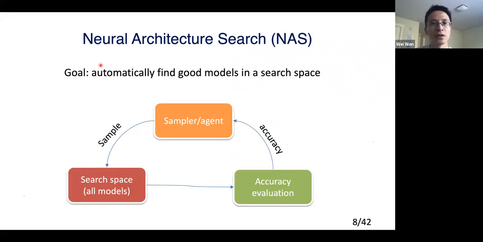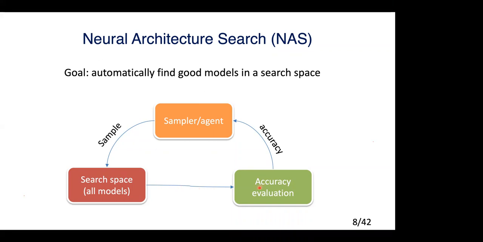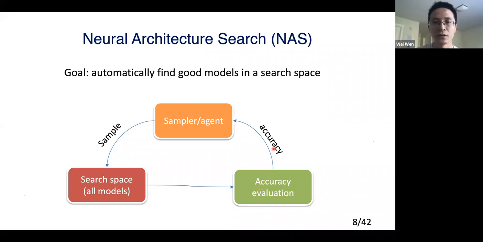So first, what's neural architecture search? The goal of neural architecture search, or NAS in short, is to automatically find good models in a search space. Here is a simple figure to show what NAS is. We have a sampler or agent. It will sample some models from a search space, and those sampled models will go through an accuracy evaluator. The evaluator will give accuracy feedback to our sampler or agent so it can sample better and better models.